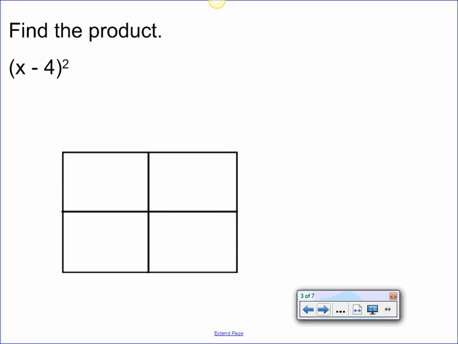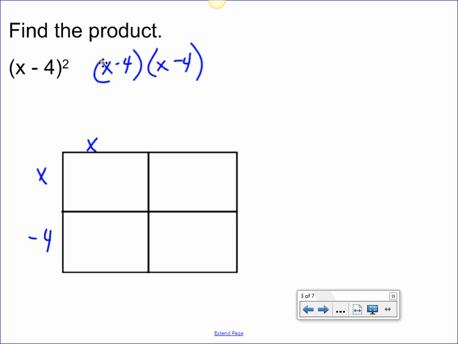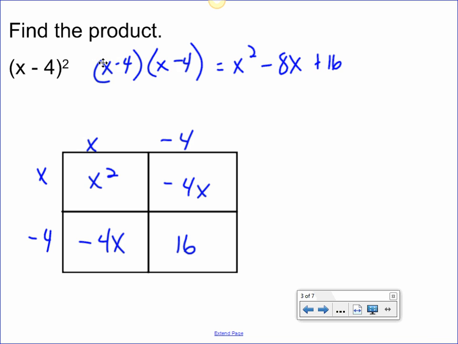Then if I looked at this one, if I want to find the product here, again, we realize that it's x minus 4 times an x minus 4. We got an x and a negative 4, x and a negative 4. So we got x squared, a negative 4x, a negative 4x, and a 16. So I would get an x squared minus 8x plus 16.